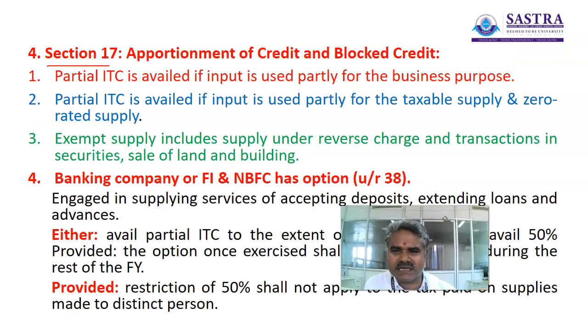Section 17, apportionment of credit and blocked credit. That is very important. What is apportionment of credit? What is blocked credit? When you have a blocked credit, you are not eligible to claim ITC. So no ITC for blocked credit, because they are not treated as normal supplies made by the supplier.